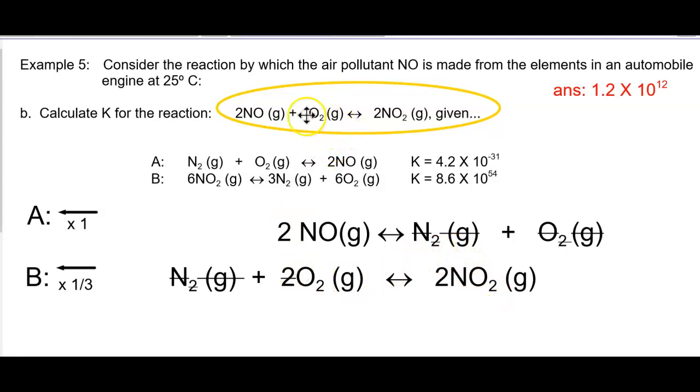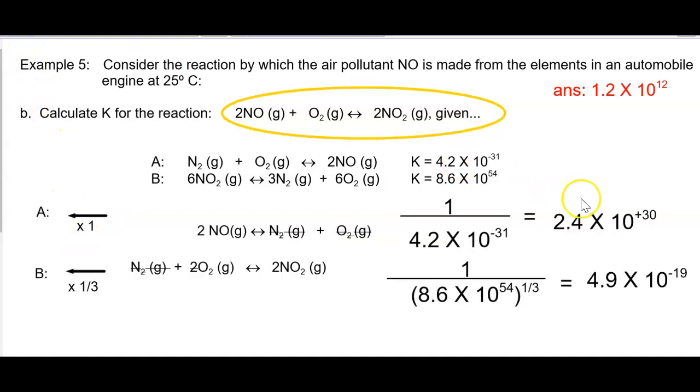So now I know I've set it up. I got my unknown. Now I know when to apply the rules of K to what I did to A and B. So I reversed A, so I have to put the value of K underneath 1. And I multiply by 1, so no raise to the power factor here. I reversed B, that's why it's under 1. And I also multiply by a third, so I have to take the K value of B and put it under 1 because I reversed it, and raise it to the 1/3 power because I multiplied through by a third.